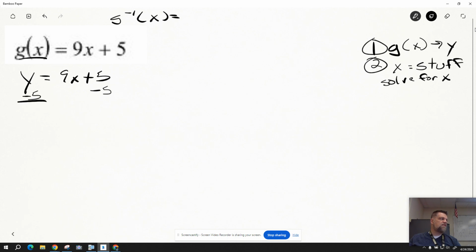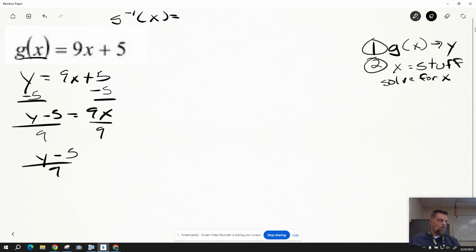I'm going to subtract 5 on both sides. So I get y minus 5 is equal to 9x. Then I'm going to divide by 9 on both sides, and I get y minus 5 over 9 equals x.